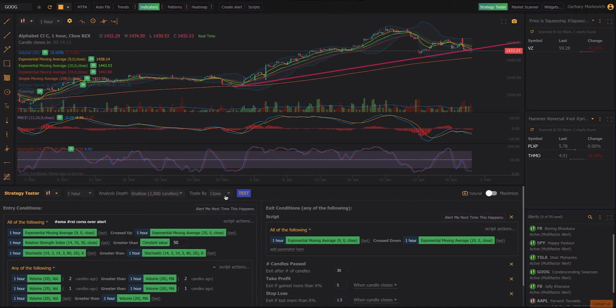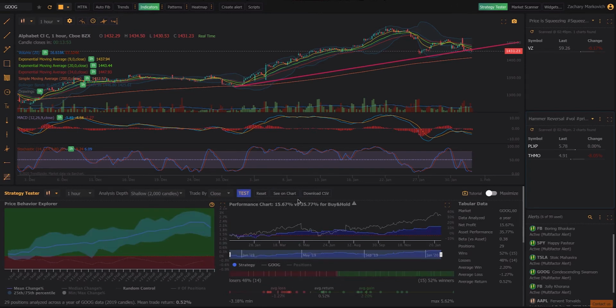And then what do we want to execute this trade at? The open, high, low, close, or any of these averages? We'll just do the close. We'll go ahead and hit test and see how we would have done on Google.